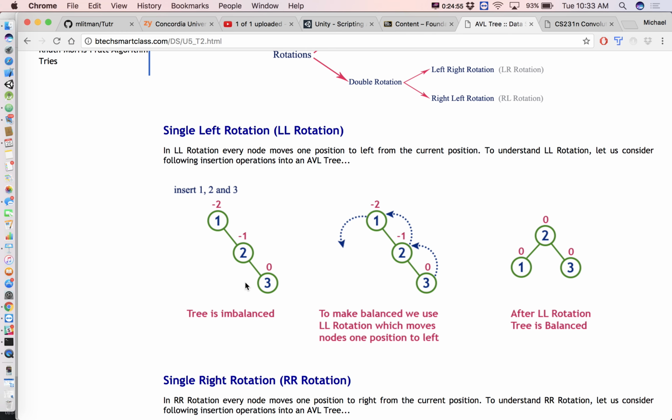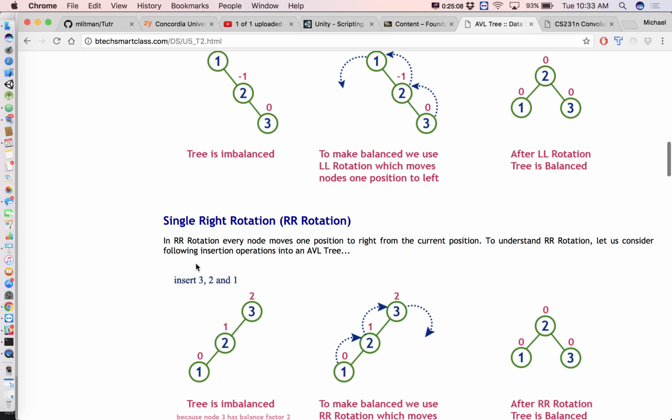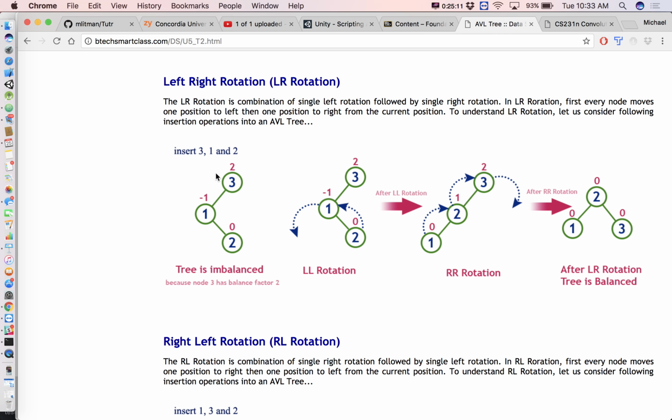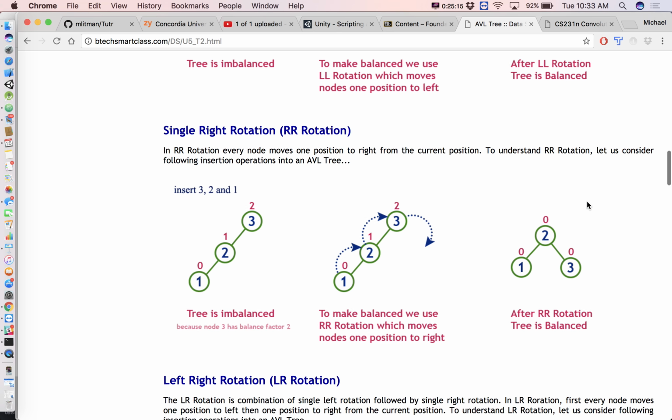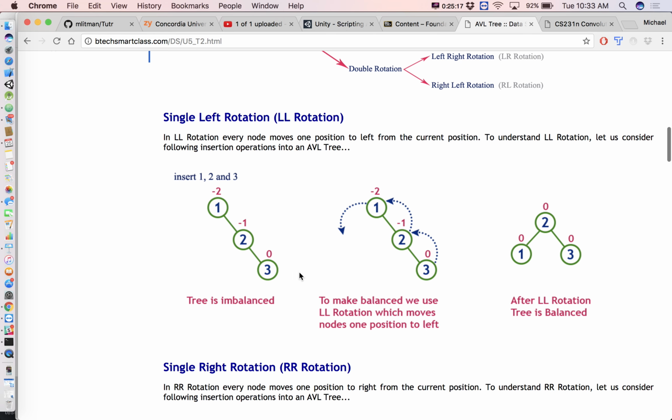So no matter which of our rotations we're looking at, we're always going to ultimately try to get ourselves into a straight line in balance. If we have to do the double crack, the double chiropractic adjustment, you start off by cracking it to get it to a straight line, then you do your normal line. So when we do a left-left rotation, that's when we're out of balance to the right and we rotate each node one time to the left.